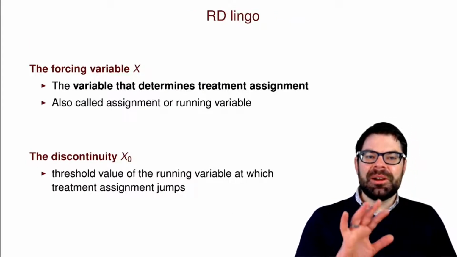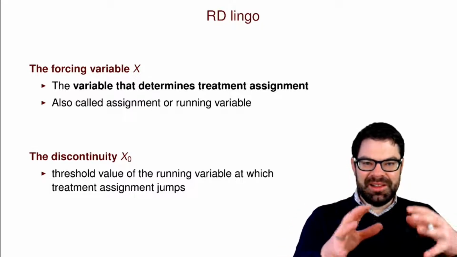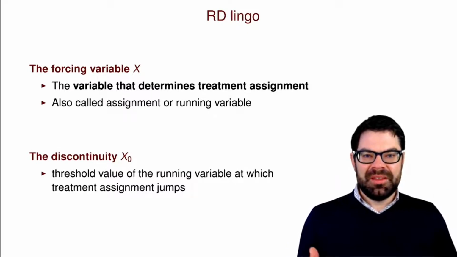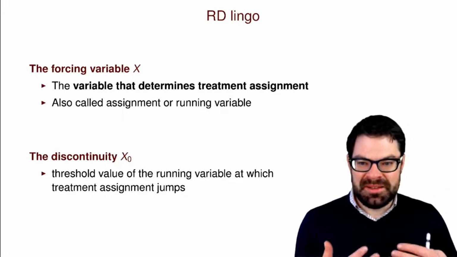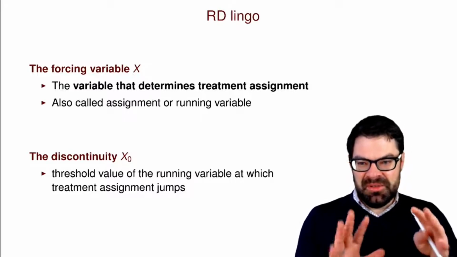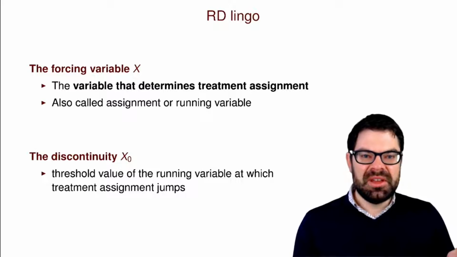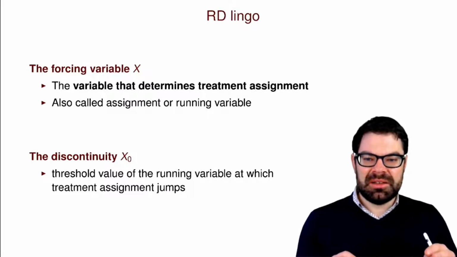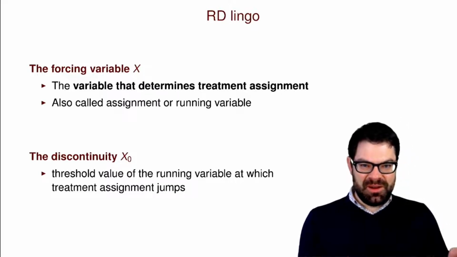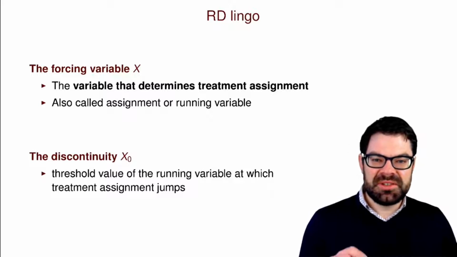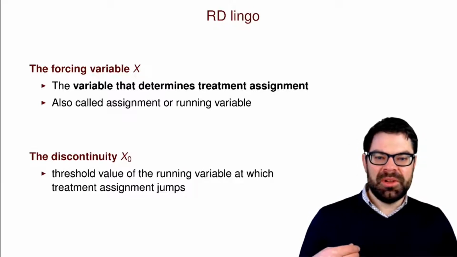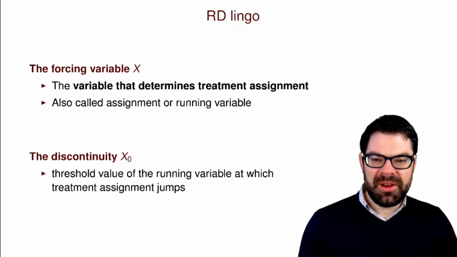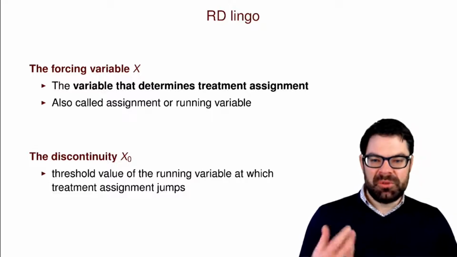Now, RD has become its own little subfield in causal inference, with lots and lots of methods papers coming up in the last couple of years refining this method. So if you use this method, or even if you read papers that use this method, you have to get used to the lingo. We have two elements here that are often referred to. One is the forcing variable. That's the variable that determines treatment assignment. It's sometimes also called assignment variable, or just assignment, or running variable.